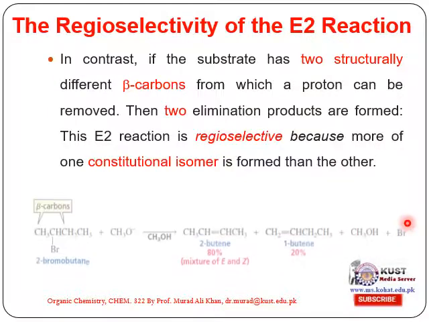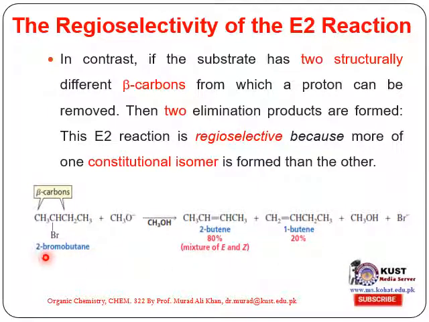Here, the case is 2-bromobutane. There are two beta carbons available: one is at the first position, and the second one is at the third position. These two are the beta carbons. If you have a base, methoxide, or any strong base, it can abstract a proton from either beta carbon.